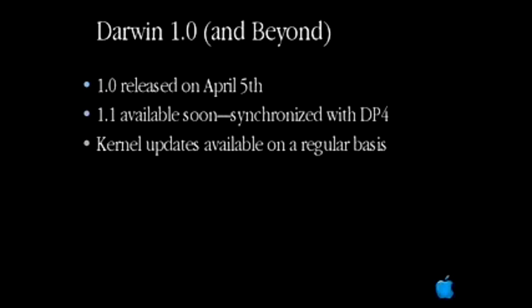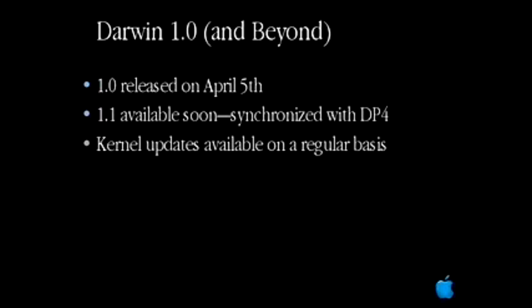1.1 of Darwin is what's in DP4, and so you've already got that. And you can start working on Darwin 1.1 today. We'll start a build of a standalone Darwin system after the conference, so in a week or two you should expect to see a 1.1 download available from the web.